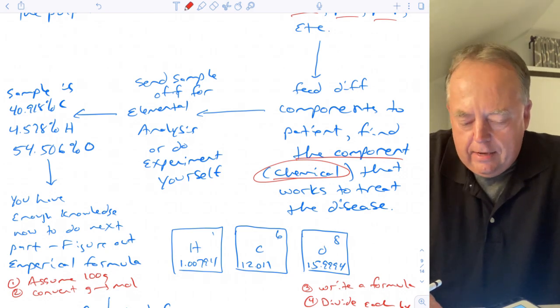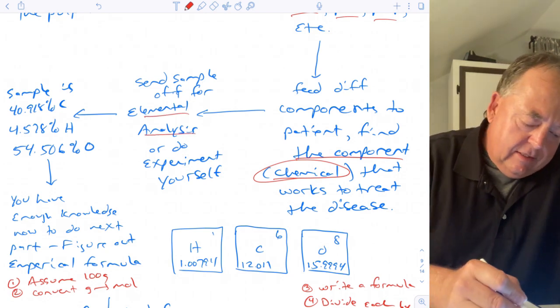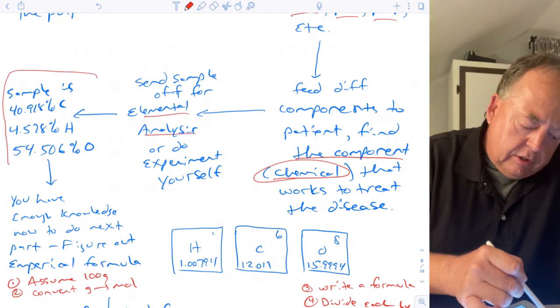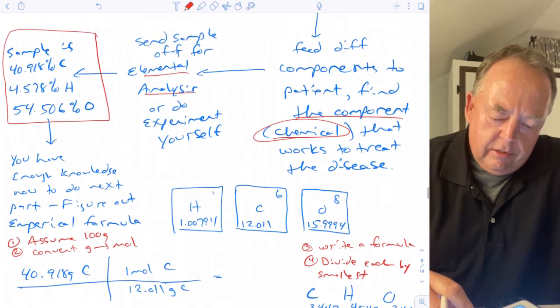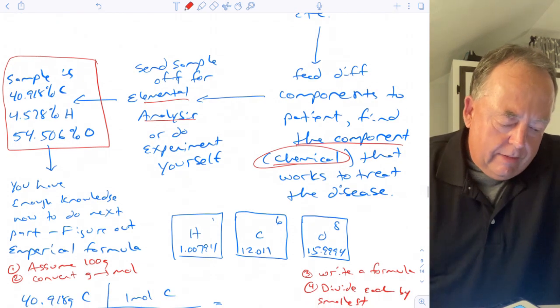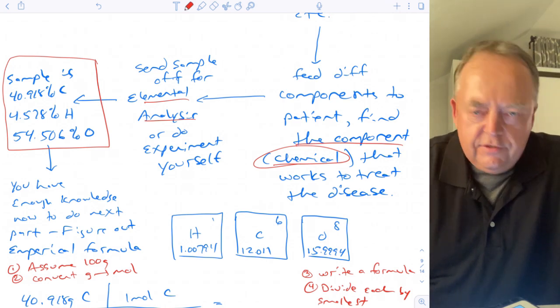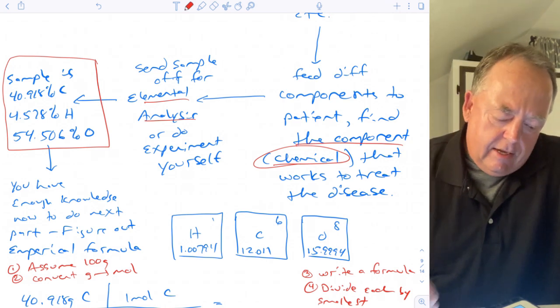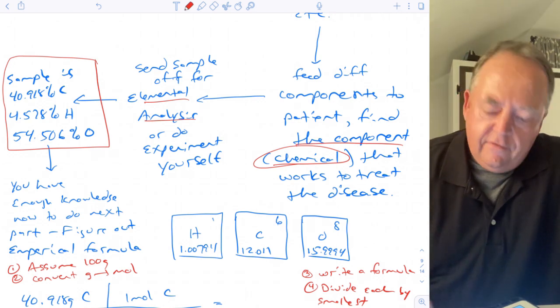What you can do now is send it off for elemental analysis. And elemental analysis can tell you the mass percentages in the compound. Whatever this compound is that's treating this disease or this ailment is 40.918% carbon, 4.578% hydrogen, and 54.506% oxygen. And now you have enough knowledge to know how to get an empirical formula from that, right?